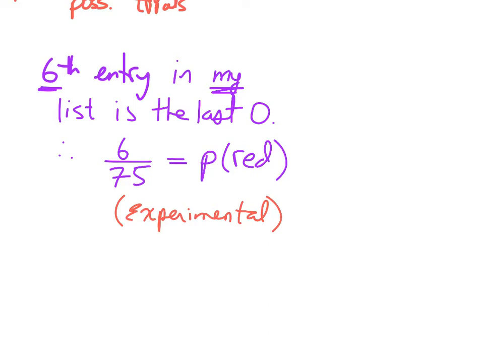So 6 out of 75. That's not the correct probability in terms of what it ought to be. What it should be is 0.1. Let me just clear this out.